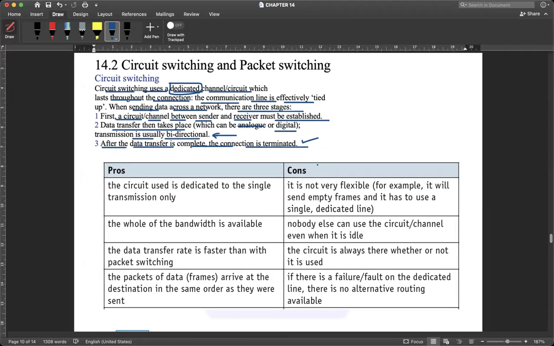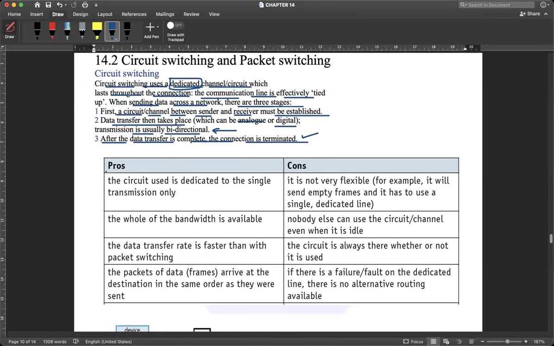Remember, packet and circuit switching are both different. Okay, let's discuss some advantages. Number 1, the circuit used is dedicated to a single transmission only. I discussed this in point number 1, that the circuit means a dedicated channel. This channel is specifically used for a single transmission, so no other transmission takes place at one time. So this is a benefit.